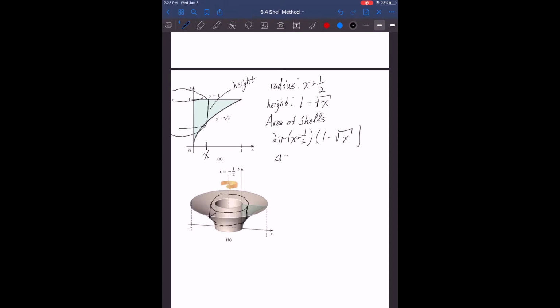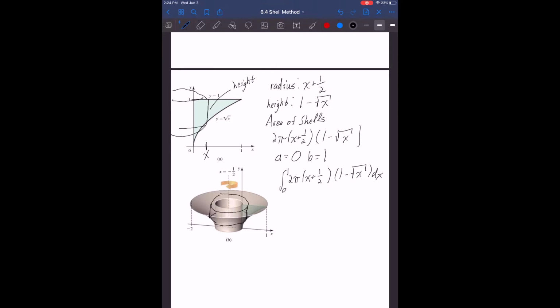Now you can see from this top part of the picture here, we're going to have an a value of 0 because that's the rightmost x value we care about, right? We're only going from 0. You can see in this picture down here that we have a hole, and we're going all the way to b equals 1. So taking all of this, plugging it into an integral, we get that this is the integral from 0 to 1 of 2 pi times (x plus 1/2) times (1 minus square root of x) dx.